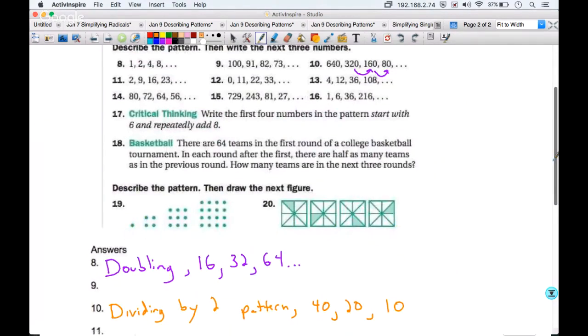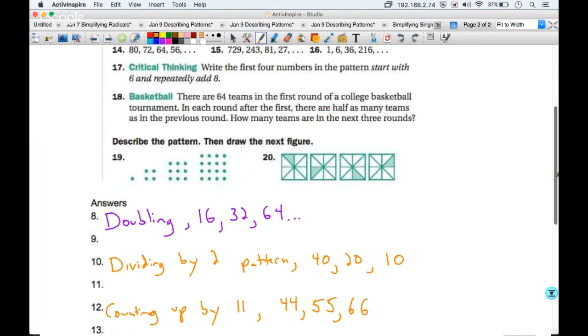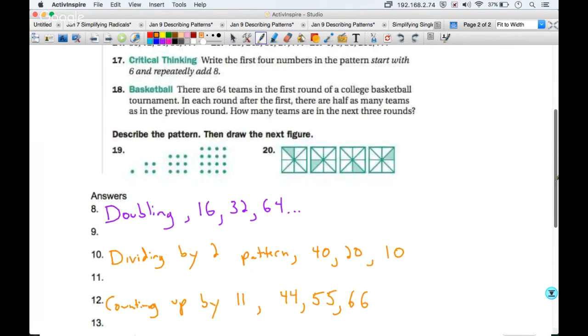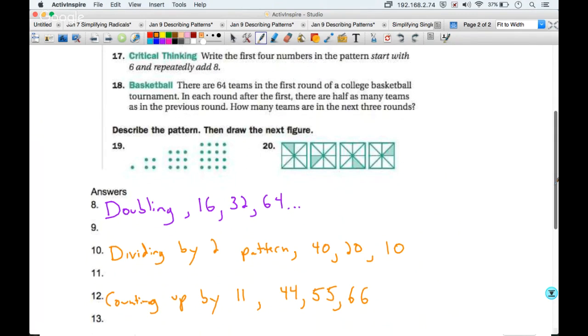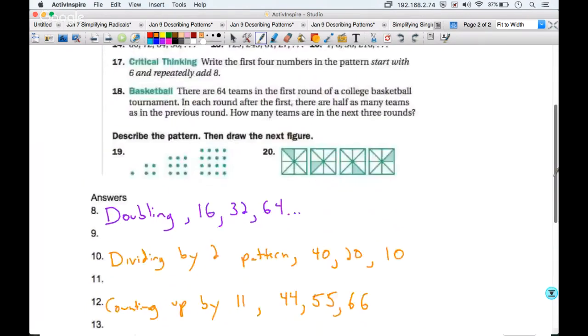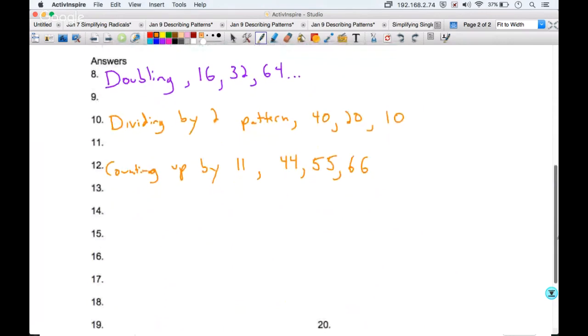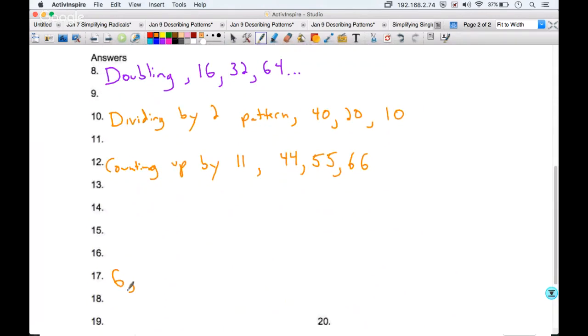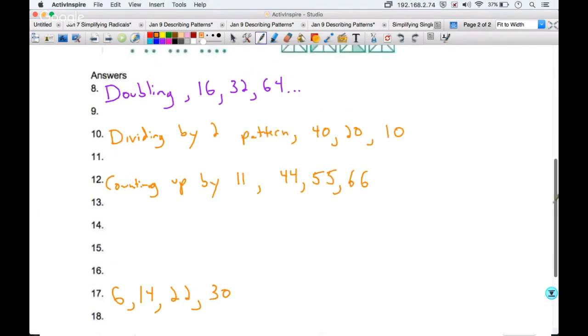All right. Let's see, number 17, write the first 4 numbers of a pattern that start with 6 and repeatedly add 8. That was for number 17. So we start with 6, then we just repeatedly add 8. So I write the 6, write a comma, and for my next number, I add 8, and I get up to 14. Then I get up to 22. Then I get up to 30 after repeatedly adding 8.